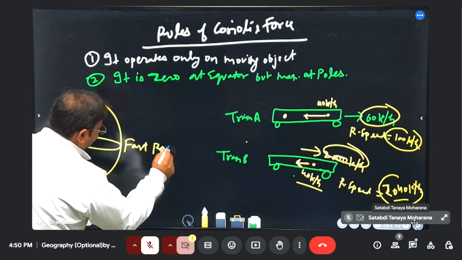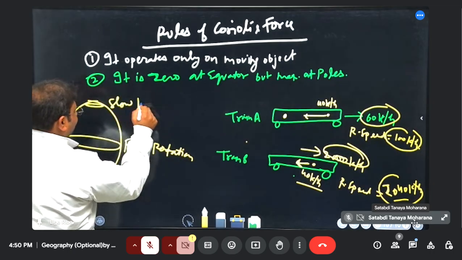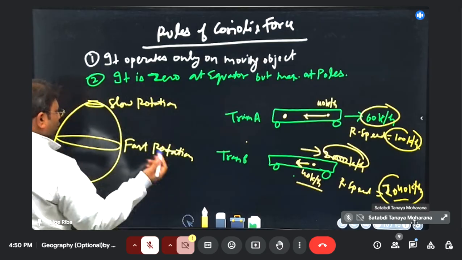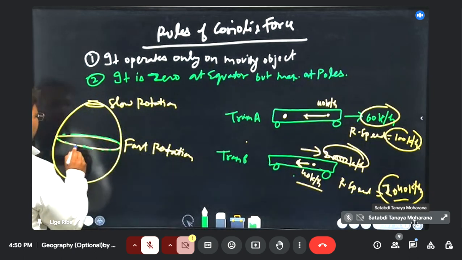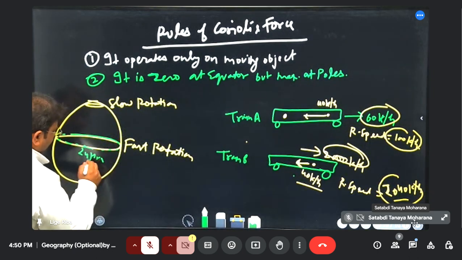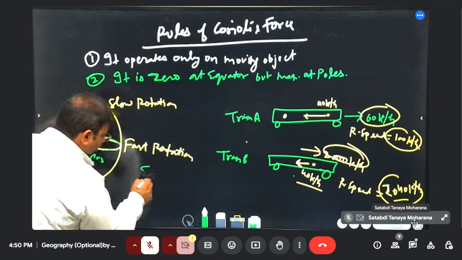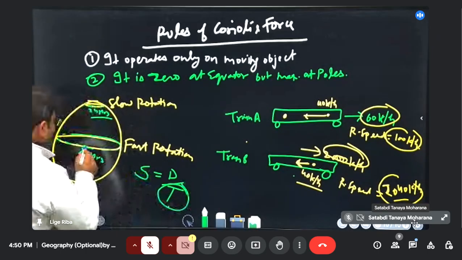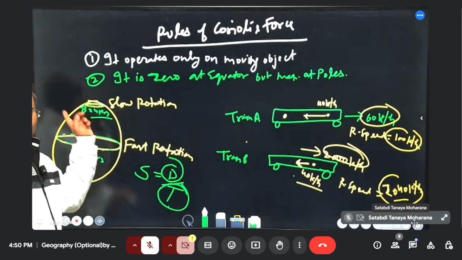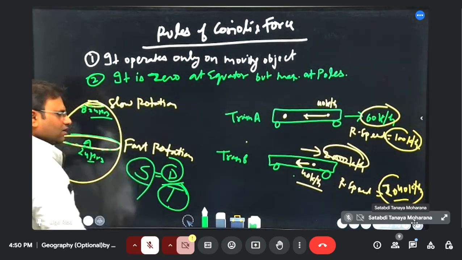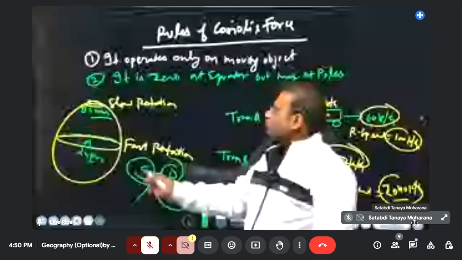Fast rotation over the equator, slow rotation over the poles. Now you are thinking, why? Actually, it is because of distance. This point has to cover this big distance in the same 24 hours, while this point has to cover this small distance in the same 24 hours. Speed is equal to distance upon time. Time is the same for places A and B, but A covers more distance in 24 hours, a big distance, so its speed should be more. So Earth rotates fast over the equator and slowly over the poles.